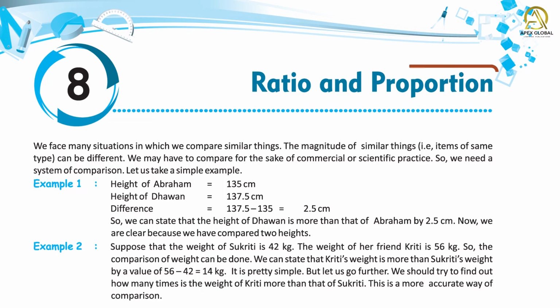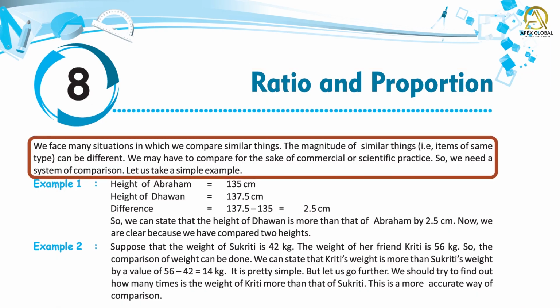Chapter 8, Ratio and Proportion. We face many situations in which we compare similar things. The magnitude of similar things, items of the same type, can be different. We may have to compare for the sake of commercial or scientific practice. So, we need a system of comparison.